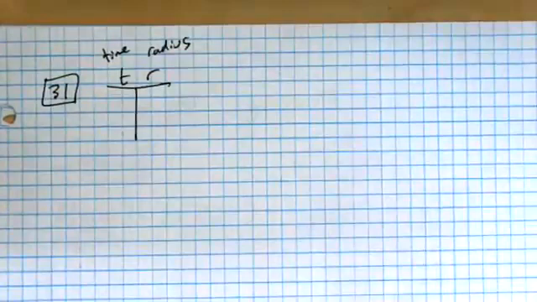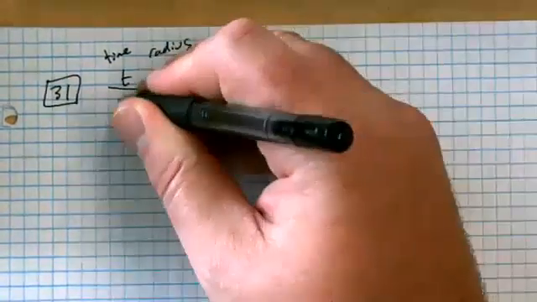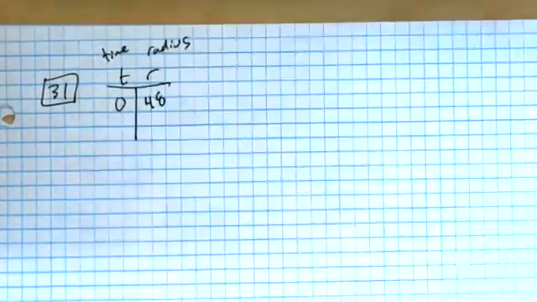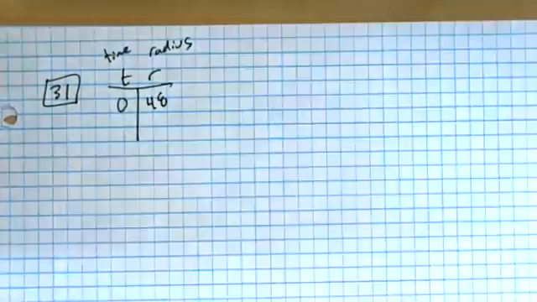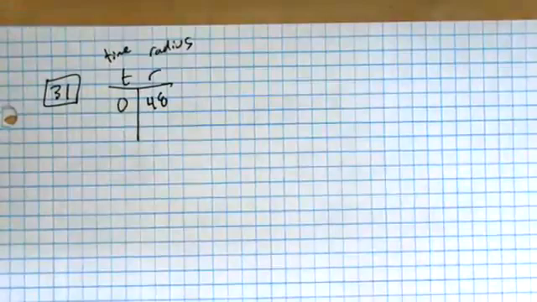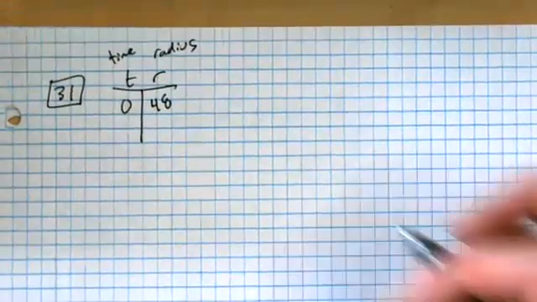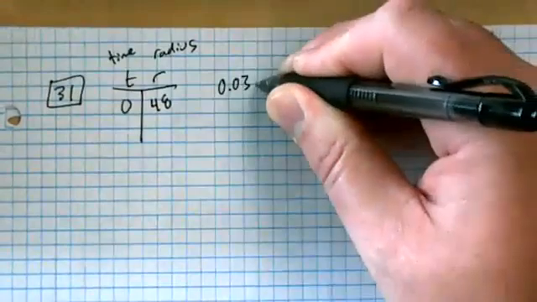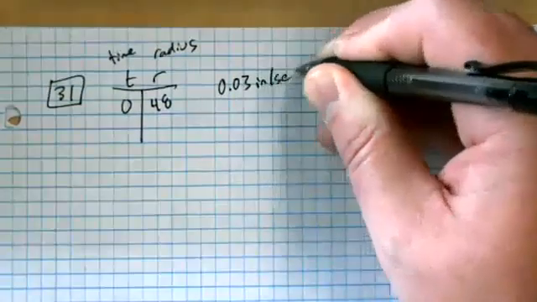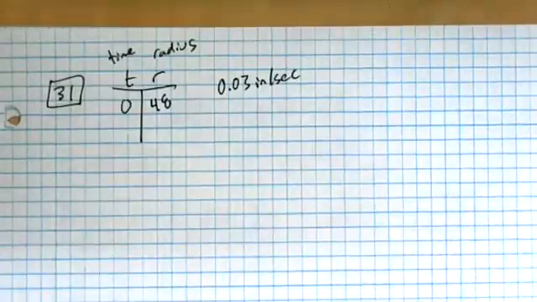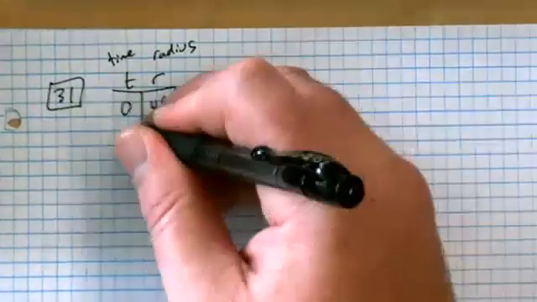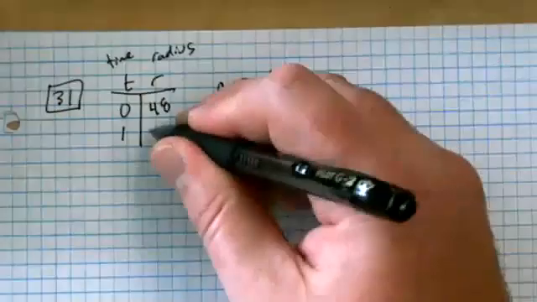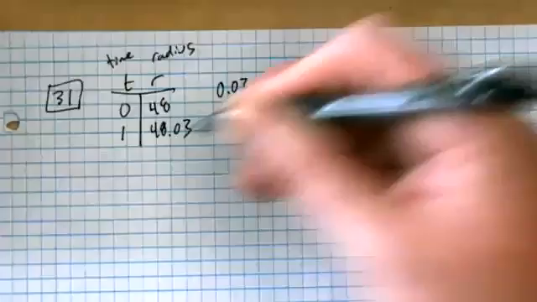This looks like a linear function. At time 0, the radius is 48 inches. And then every second, the radius is increasing by 0.03 inches per second. So just to make sure we understand this, after 1 second, what is the radius going to be? 48.03.